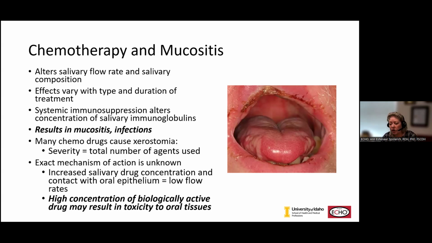We don't really understand the mechanism of action in terms of what is happening within the gland itself, but we do know that mucositis is closely tied to the fact that the drugs are secreted into the remaining saliva, and they'll actually appear more concentrated because you don't have as much volume. And then you have exposure of those agents directly in contact with the oral tissues, causing this toxicity reaction.